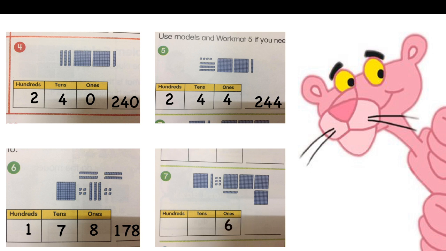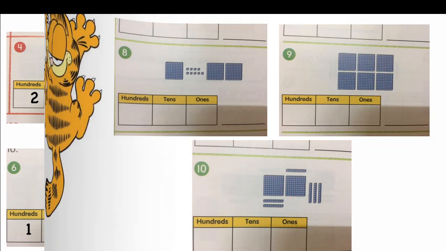Number 7. How many ones do you have? 6. How many tens? 2. How many hundreds? 5. What's the final number? Let's read it. 526. Very good. Next page.